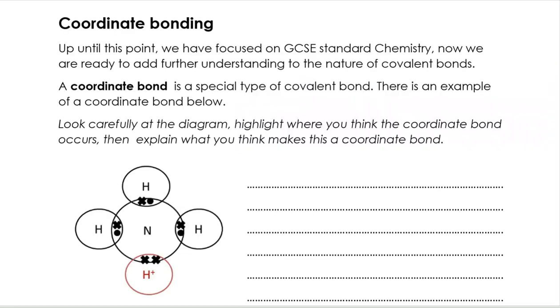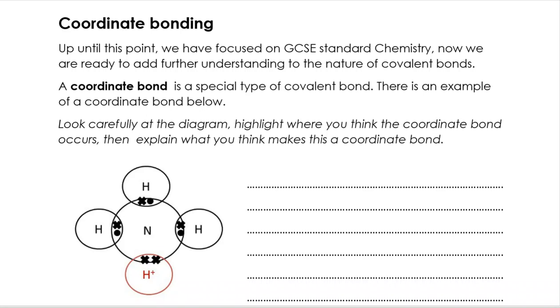So let's take a look at coordinate bonding to finish this section of the topic. We know that a covalent bond is a shared pair of electrons. I want you to take a look very carefully at the diagram here and work out which of these bonds is different. Why is it different? And what makes it a coordinate bond?